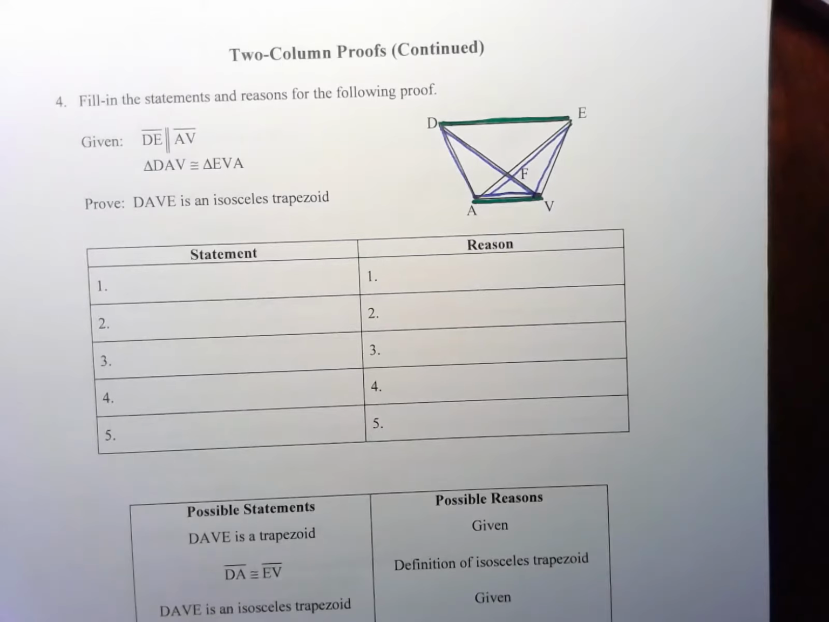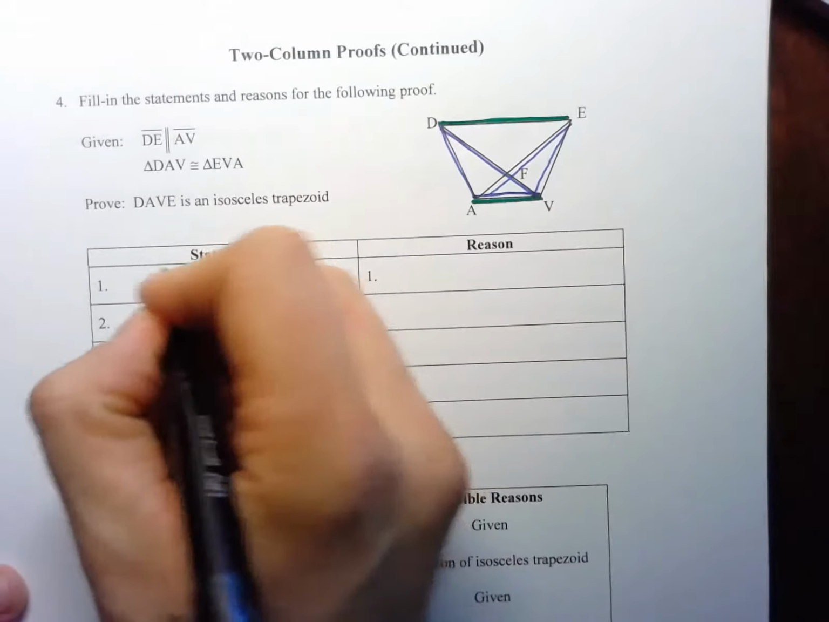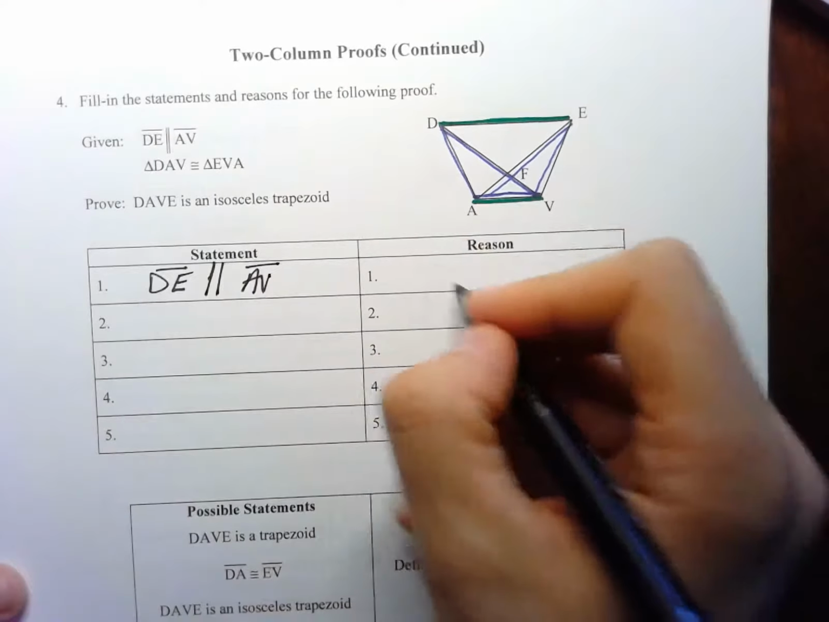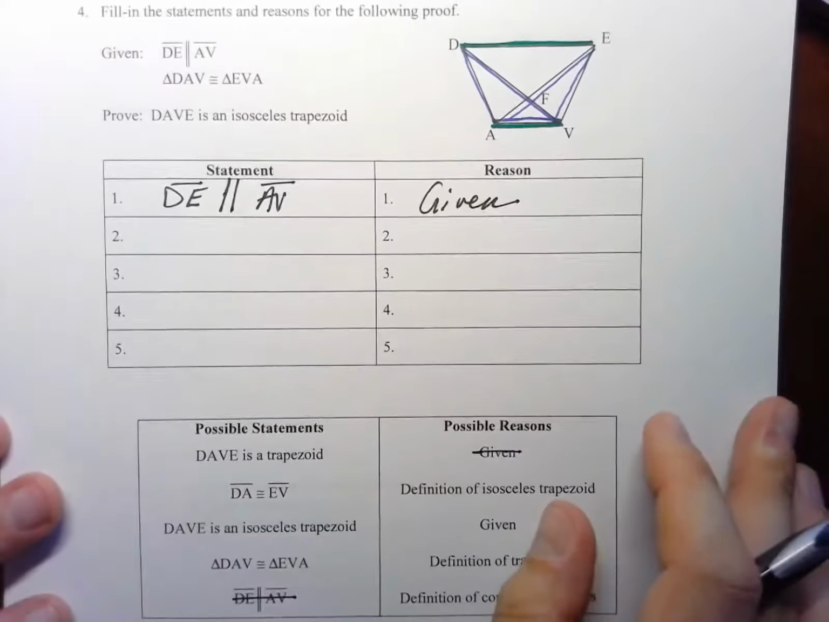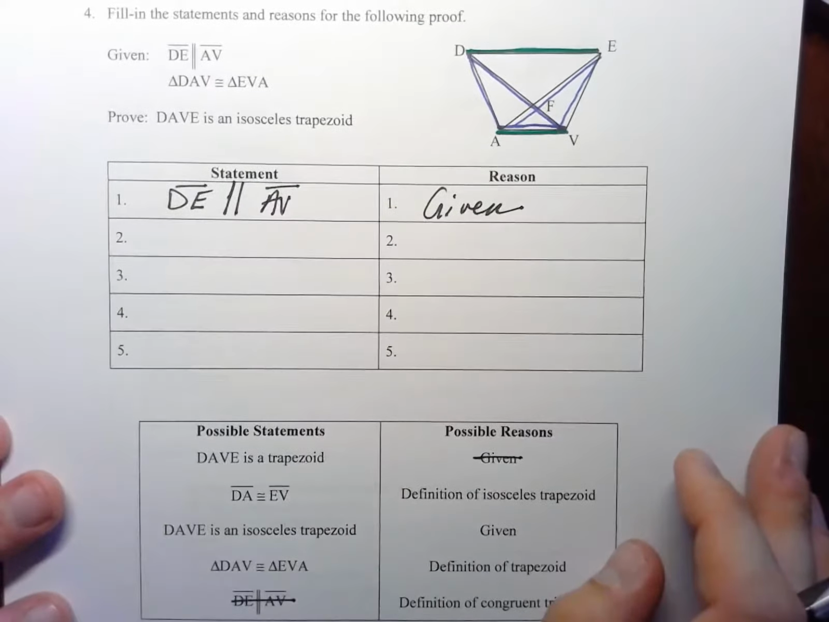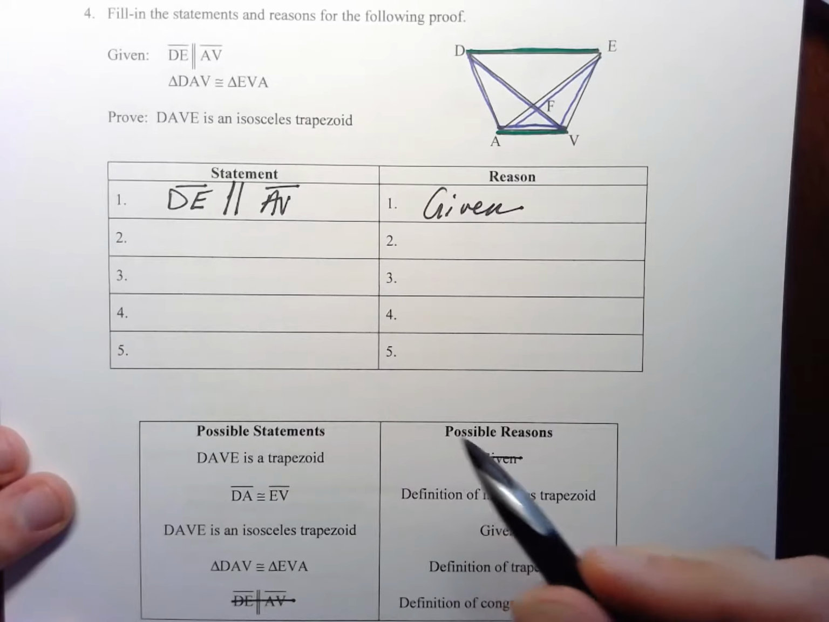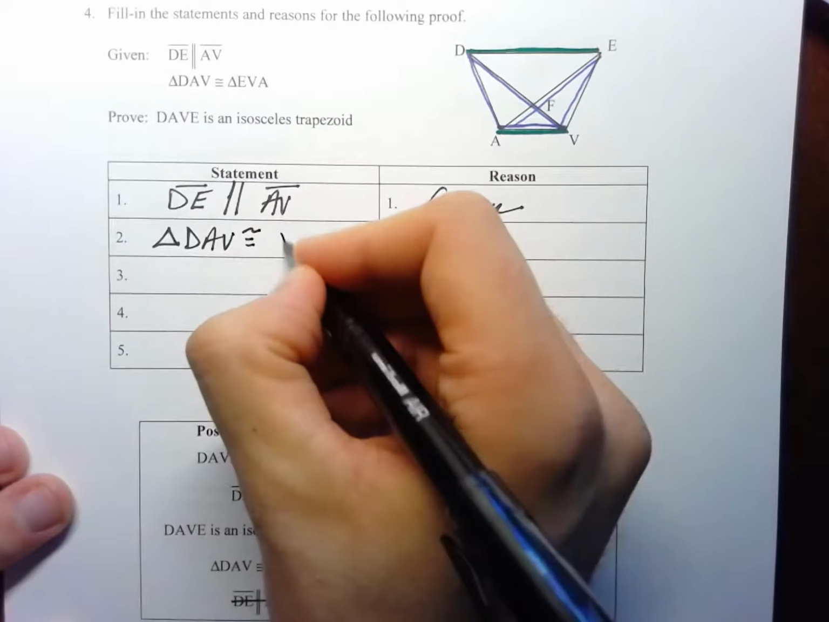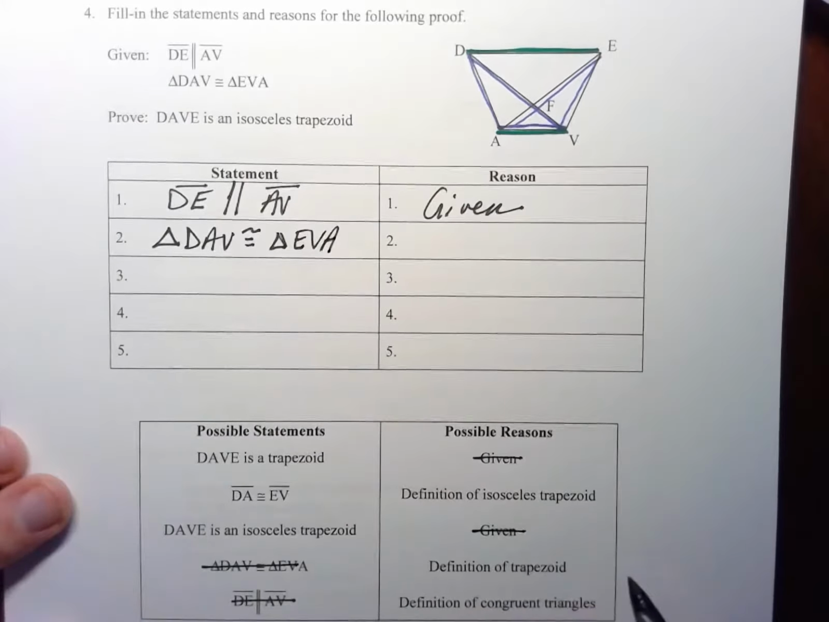So you can start to think of, well, what does all that mean? What does it imply? So, DE is parallel to AV, and of course that's a given. So we've used a given there, and we've used that statement up. Oops, I'm sorry. I should have all this on the screen. There's the bottom of my box. Okay. So we've used a given: DE parallel to AV. We also know that triangle DAV is congruent to triangle EVA. That's also a given.